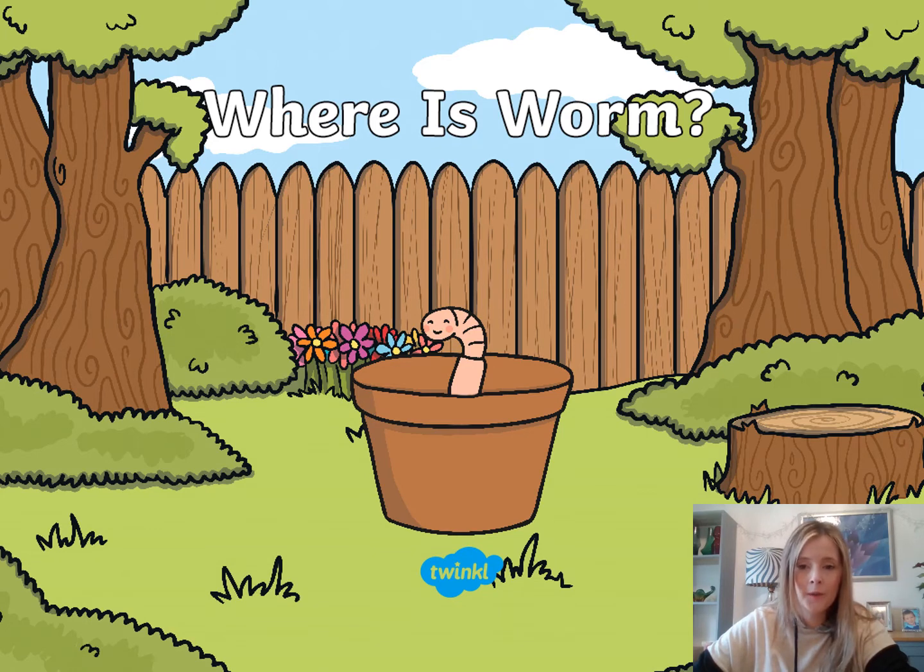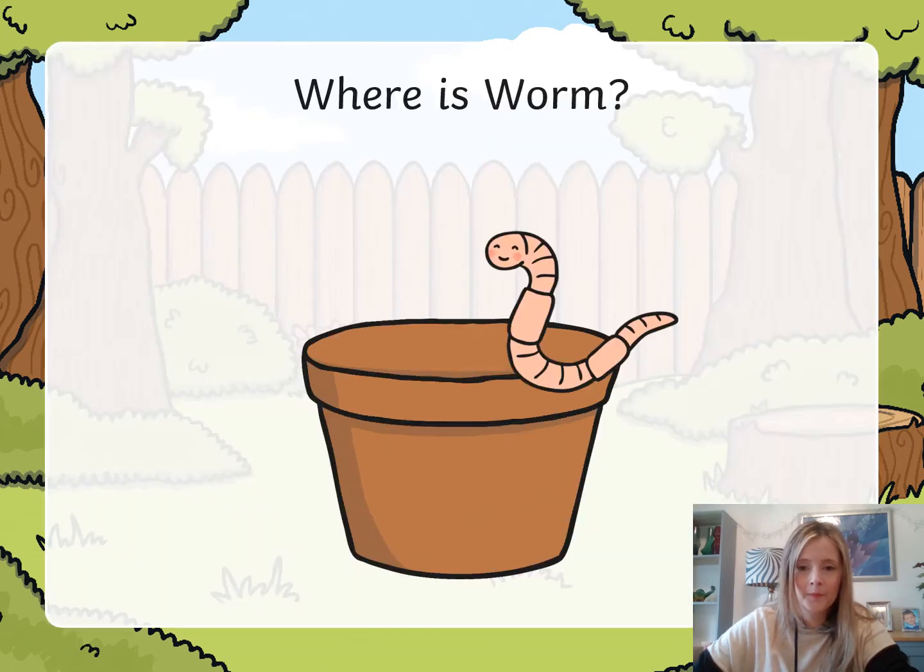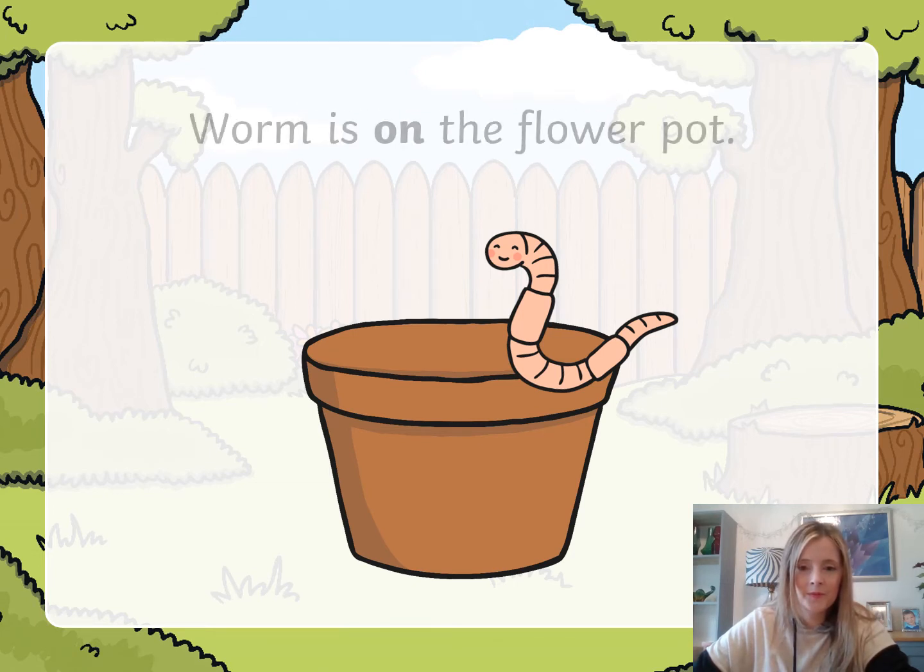Where is worm? Have a look. Is he next to the plant pot? Is he inside the plant pot? Is he under the plant pot? Worm is on the flower pot. Well done if you got that right.